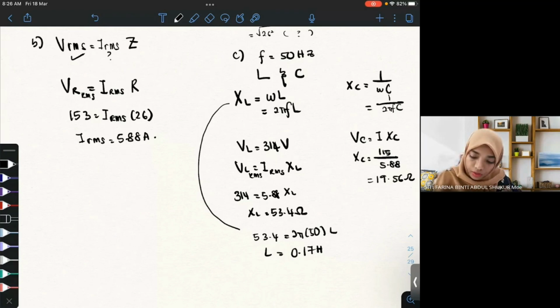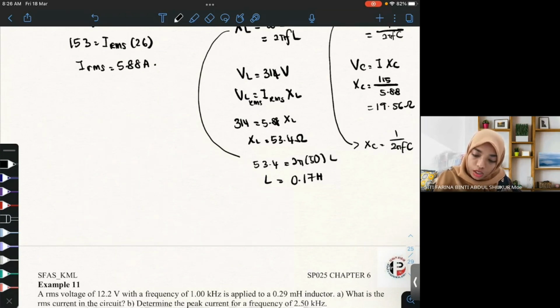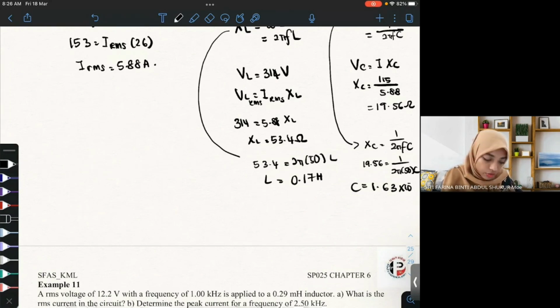And then untuk ini pula XC kamu is equals to 1 over 2 pi FC. Therefore XC adalah 19.56, 1 over 2 pi 50 C. One divide answer. Kamu akan dapat C kamu sebanyak 1.63 times 10 to the power negative 4 for capacitance. Sorry, farad. Unit capacitance adalah farad.